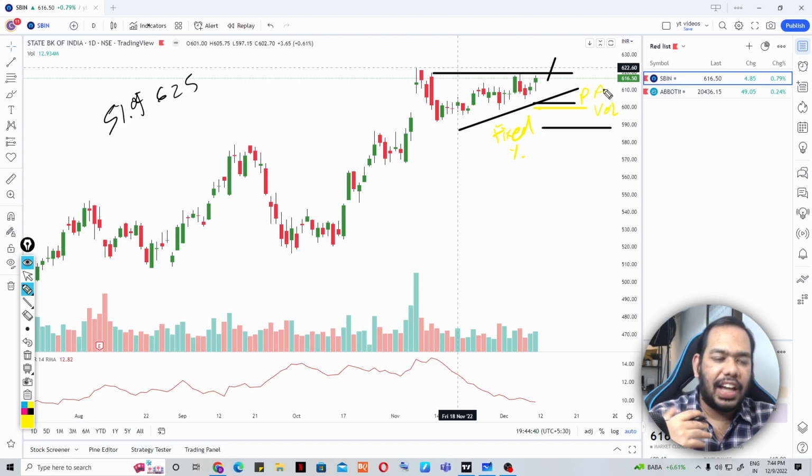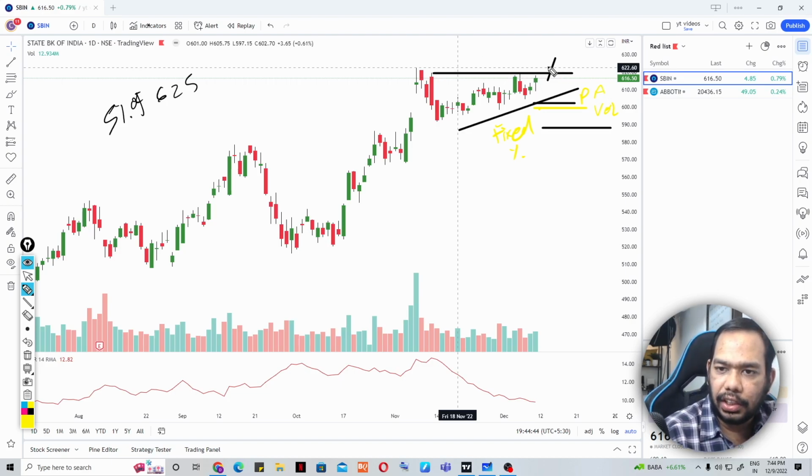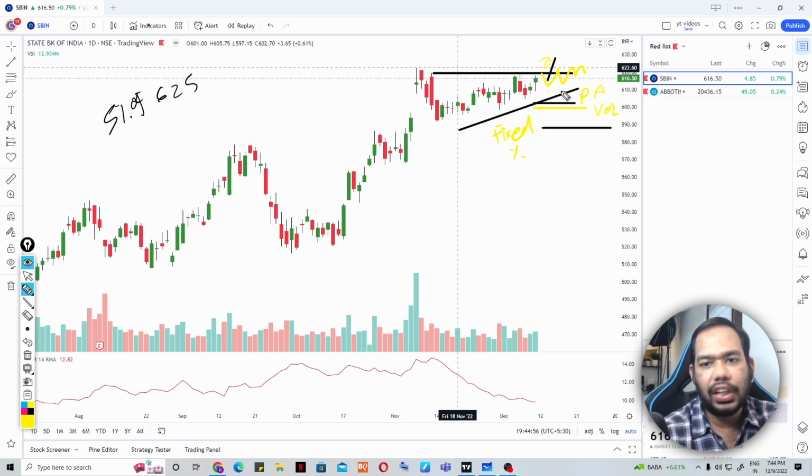Now the last one is time based SL. Let us say you have bought, the counter is giving a breakout, and then the counter is moving sideways for the next 1 week. As a rule, what you have written is that if the counter is going sideways for 1 week, you will get out of that counter.